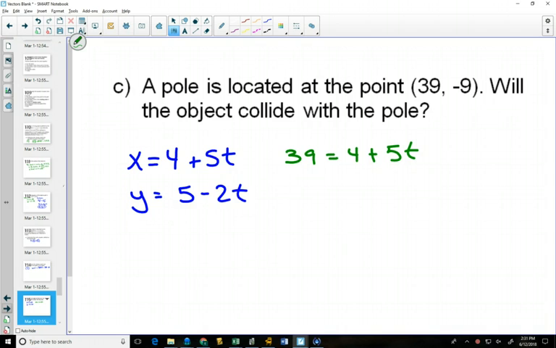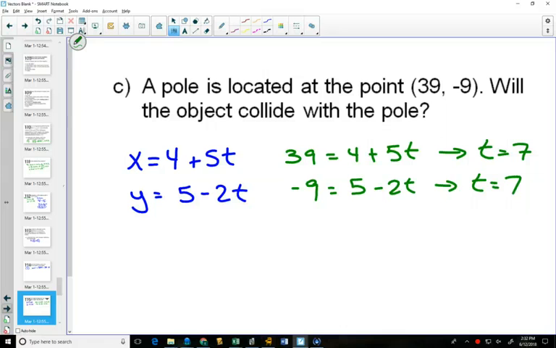So if I look at this situation and solve for t, I get t equals 7. If I check the y coordinate, I get t equals 7 again. And since they're both at the same time, yes, unfortunately, this moving object will hit the pole.